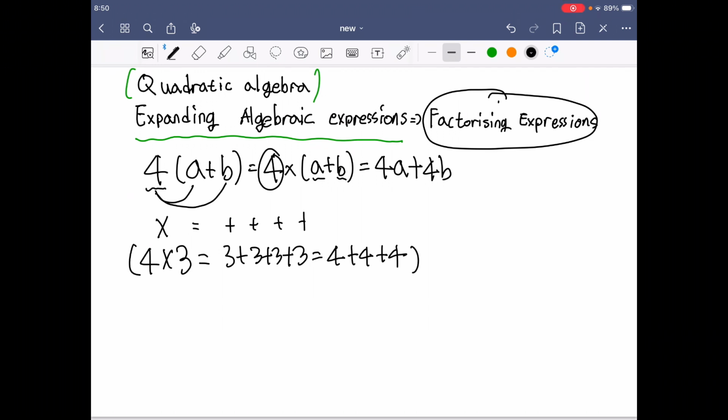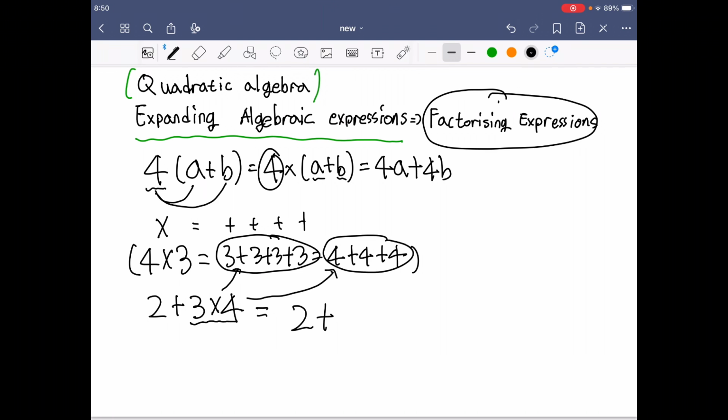So that's why when we find the value of this kind of expression, where there's an addition and then a multiplication, you have to do the multiplication first. Why? Just because this means 3 plus 3 plus 3, or 4 plus 4 plus 4. So this basically means 2 plus 3 3 3, or 2 plus 4 4 4.